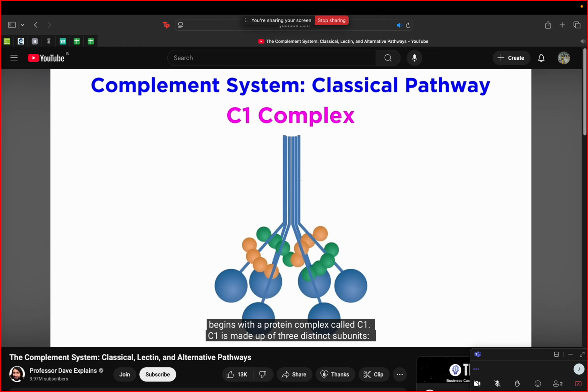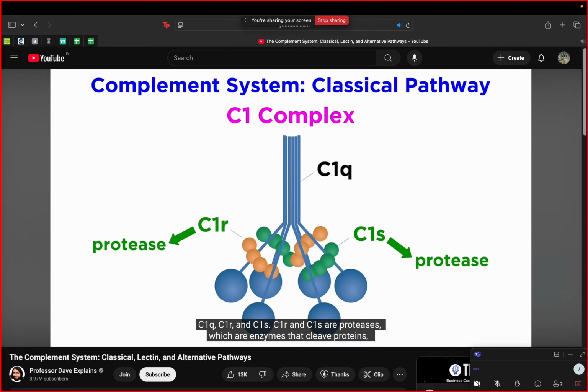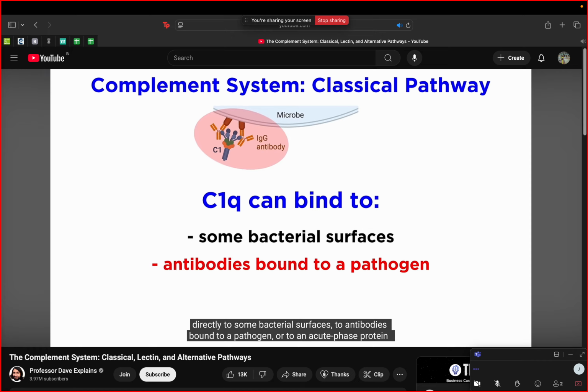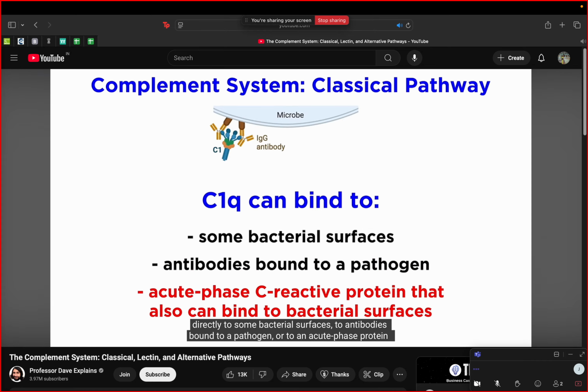The classical pathway begins with a protein complex called C1. C1 is made up of three distinct subunits: C1q, C1r, and C1s. C1r and C1s are proteases, which are enzymes that cleave proteins, but they are inactive during normal conditions. During an infection, circulating C1q can bind directly to some bacterial surfaces, to antibodies bound to a pathogen, or to an acute phase protein called C-reactive protein that also binds to bacterial surfaces.